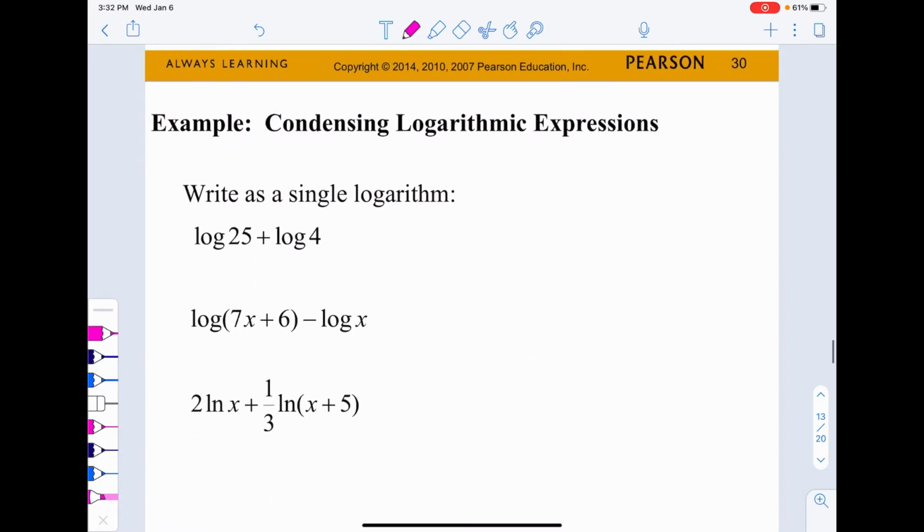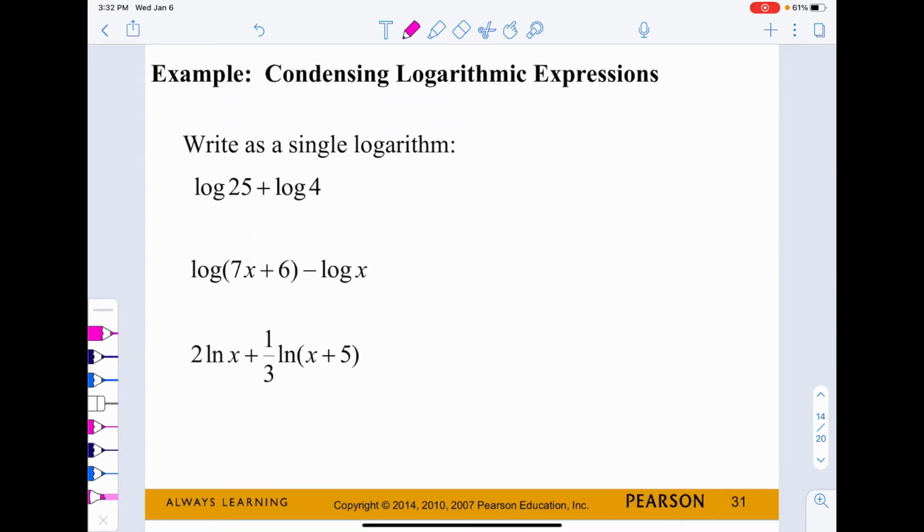So let's take a look at a couple examples. It says to write as a single logarithm. We have a log of 25 added with a log of 4. That means we can take, since these are both base 10 logarithms, our regular logs, we're going to end up with a log of 25 times 4, which gives us a log of 100. And if we have that base 10, what's the log of 100? Well, 10 to what power is 100? 2. So our final answer is just going to end up being a 2.